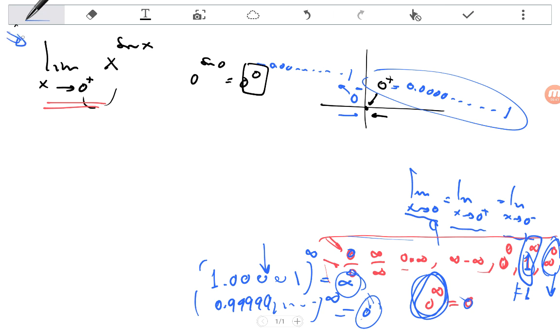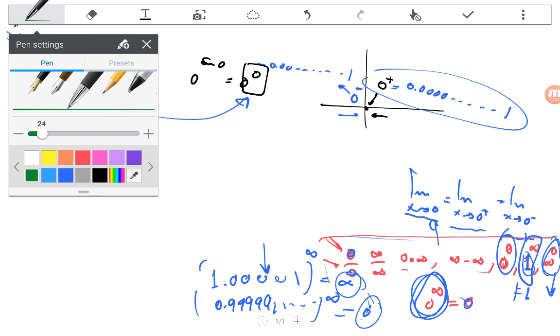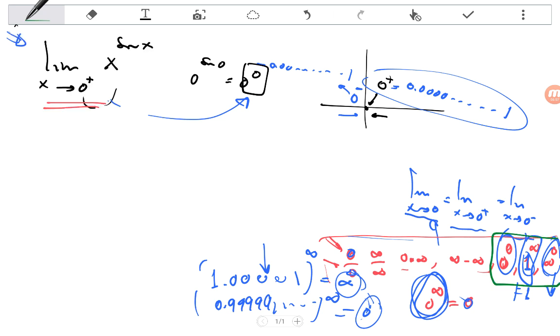Okay, now let's check this problem. We want to solve this problem. Limit x going to 0. Now we make a direct substitution and we find 0 power 0, and this is one of the indeterminate quantities. How will you solve it? Any of the three indeterminate quantities that are in the form of something power something, we solve by taking ln of both sides.